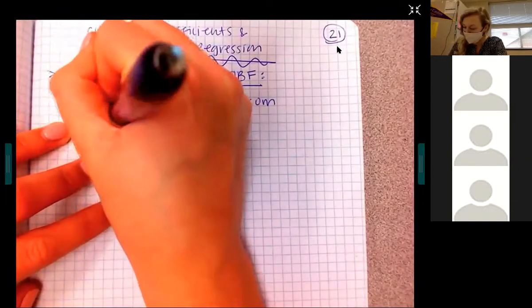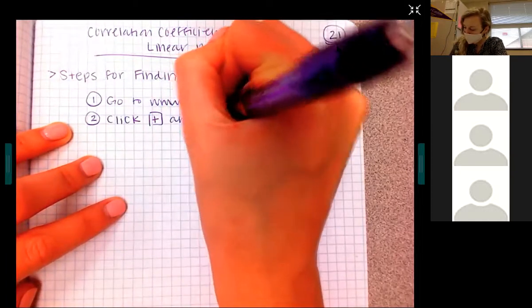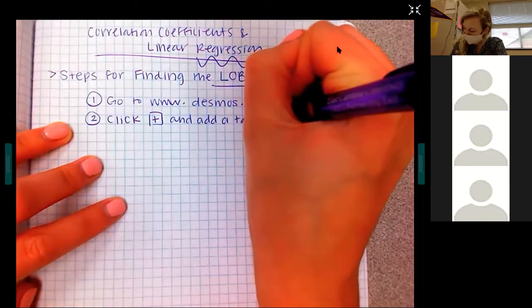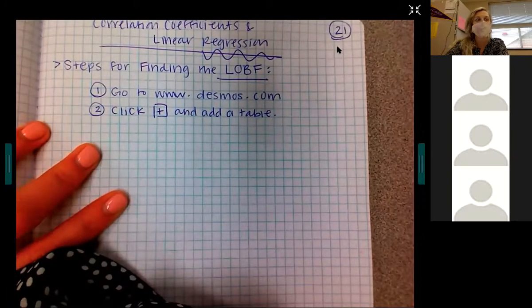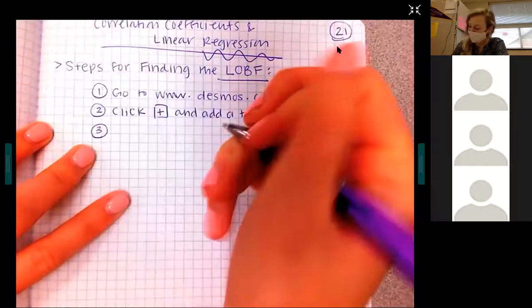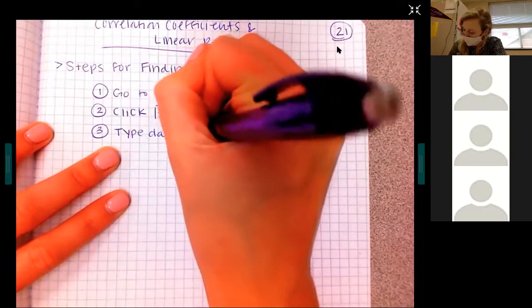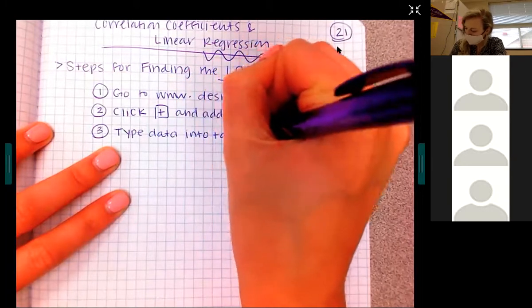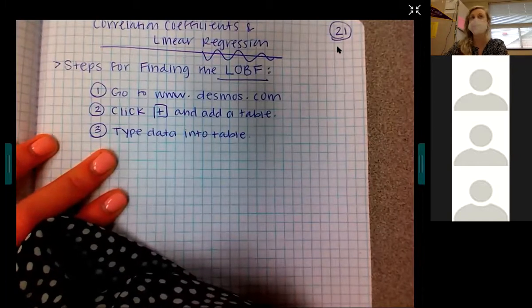Step 2, we're going to click the plus sign and add a table. Step 3. We're going to type the data they give us into the table. Very basic steps, but I want you to write them down so you can use them on your test.